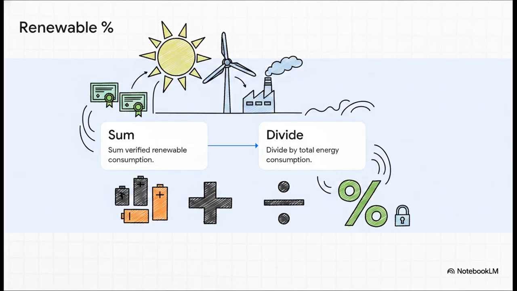So once you've gone through and filtered out all the energy that doesn't meet those strict requirements, the math is just like the grid electricity step. You sum up all your verified renewable consumption, both what you produced on site and what you purchased with retained certificates. Then you simply divide that by your total energy consumption. And there you go. Now you have a rock-solid, fully audit-ready renewable energy percentage.